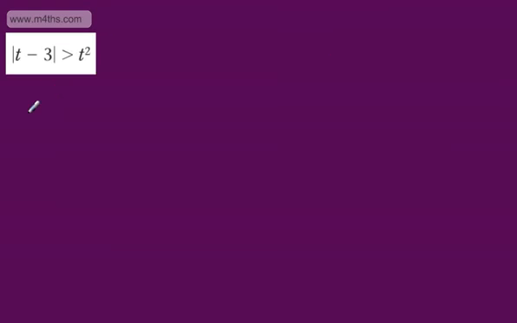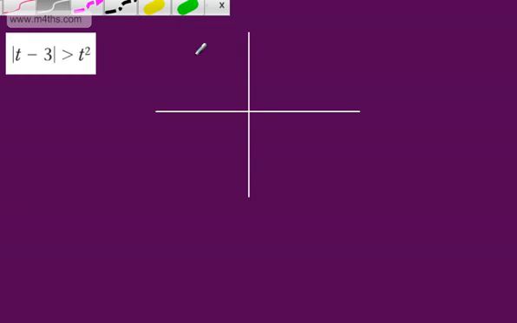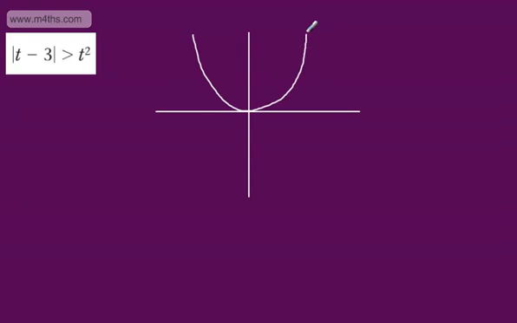Okay, let's do another one. The modulus of t minus 3 is strictly greater than t squared. So let's sketch these up. Again, we'll just have some basic axes. If we do t squared, we know that's going to be a parabola, and that will look something, give or take, like so. So we're going to have a parabola now, and that will come through, and then it will go up like so.